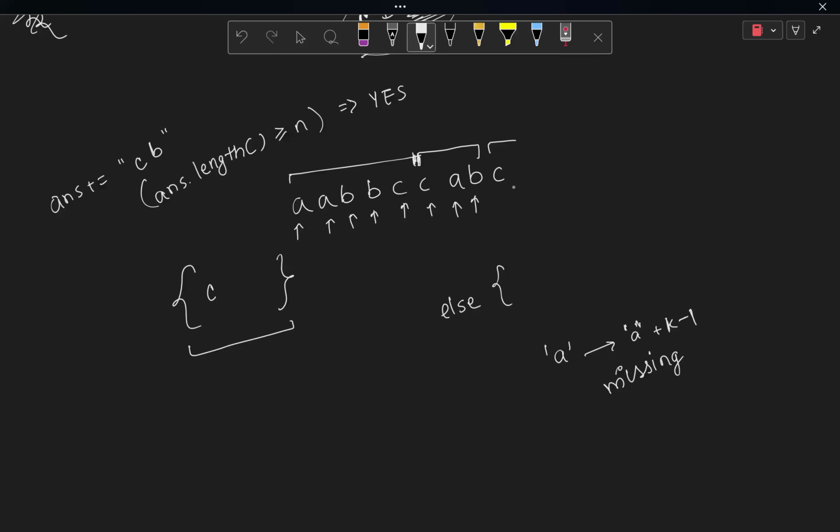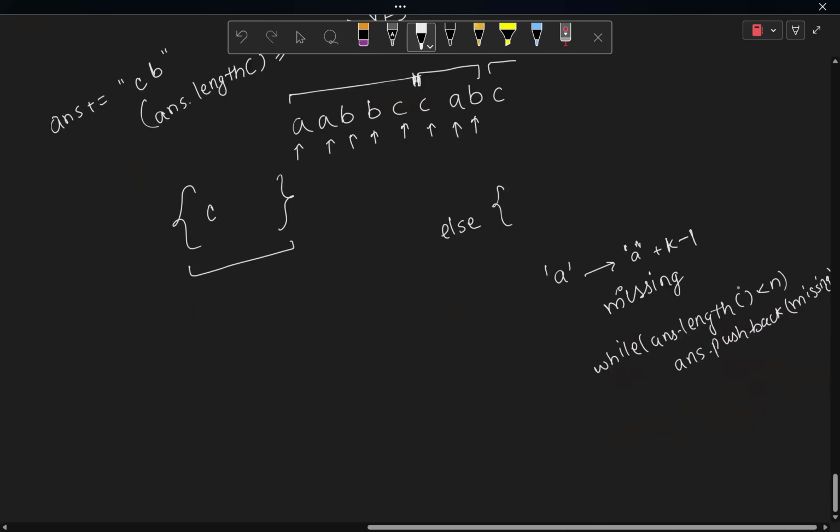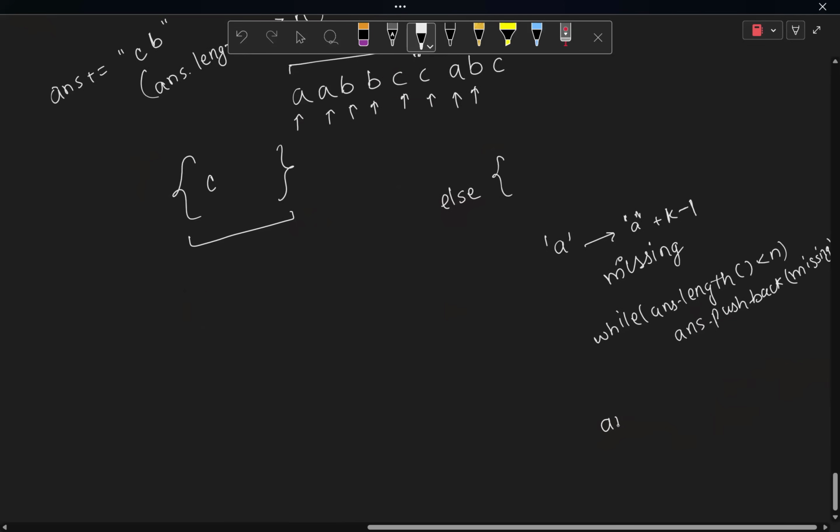Now, while answer dot length is less than n, you can just say answer dot pushback this missing character. You can push this missing character into the end of the answer as long as the length of the answer is less than n, because we have to print the answer with length n, and then at the end just print out the answer.